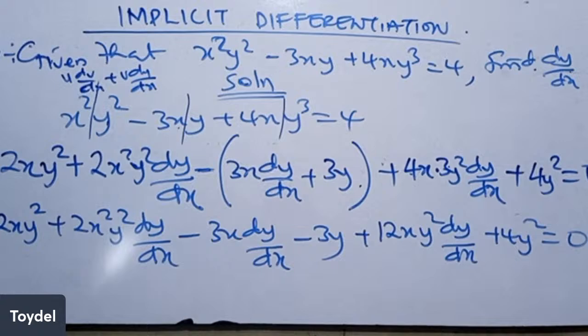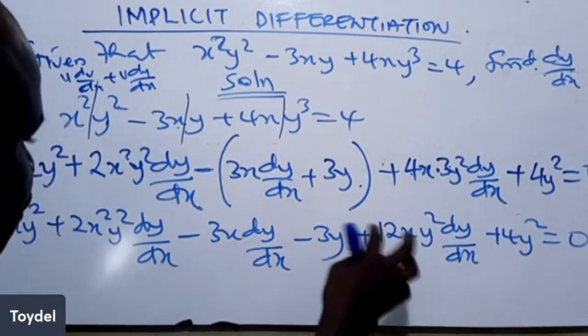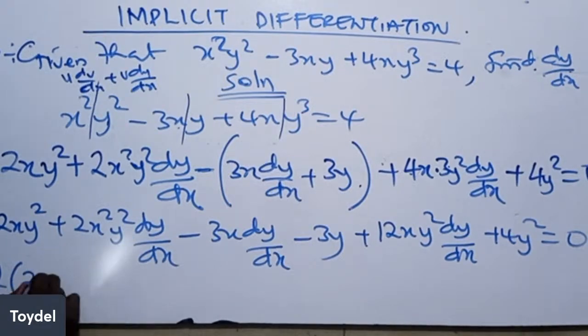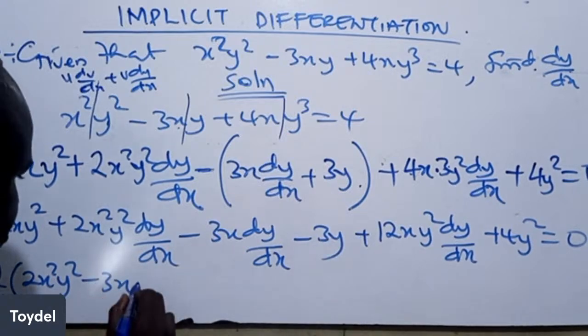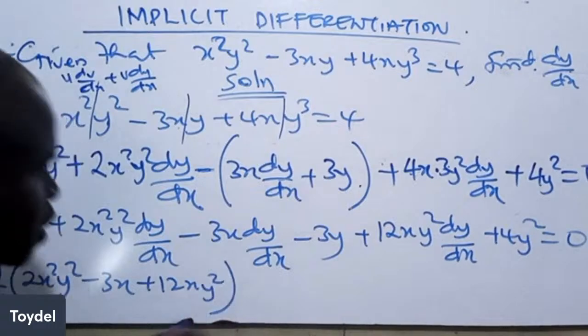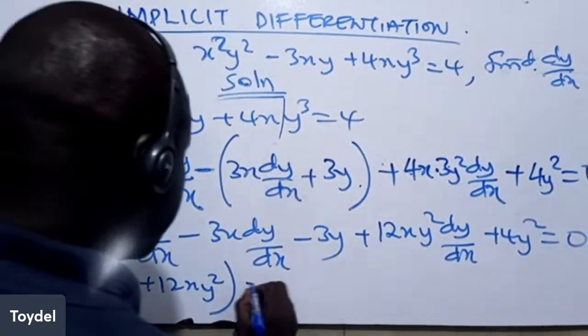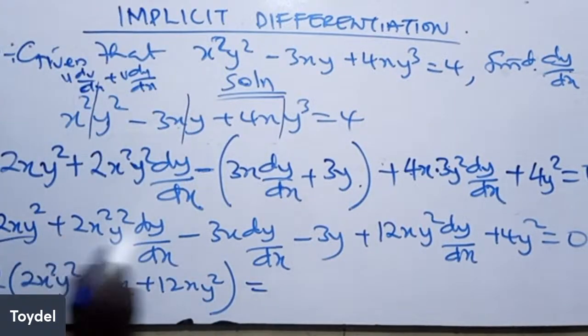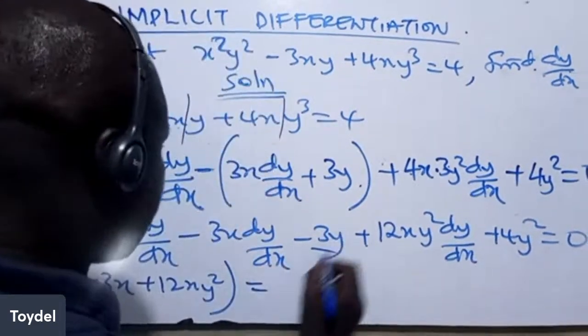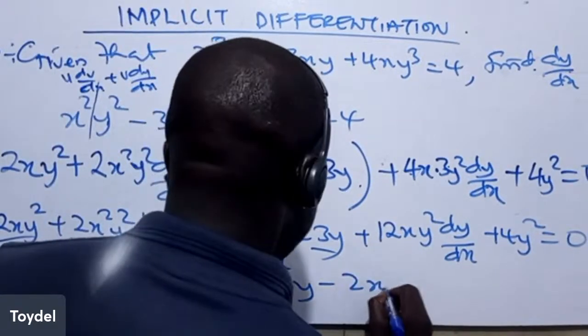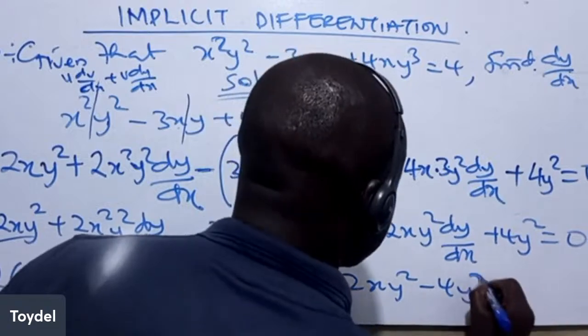So let's look at it very well. So I'll now collect like terms, everything with dy/dx, I put them together. That is, I'm going to have dy/dx here in bracket 2x squared y squared minus 3x then plus 12xy squared. So let me take the ones without dy/dx to the other side. It will now be equal to, I will take all the ones that don't have dy/dx to the other side. I will now have, this is minus 3y, I will have 3y. Then this will be minus 2xy squared minus 4y squared.